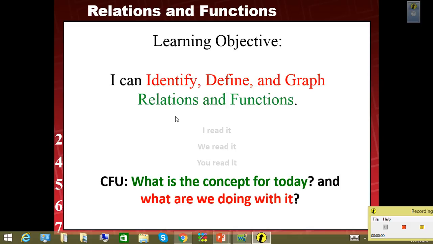Our objective for today: I can identify, define, and graph relations and functions. Let's read together. 1, 2, 3. I can identify, define, and graph relations and functions. Copy that at the bottom left of your Cornell notes.